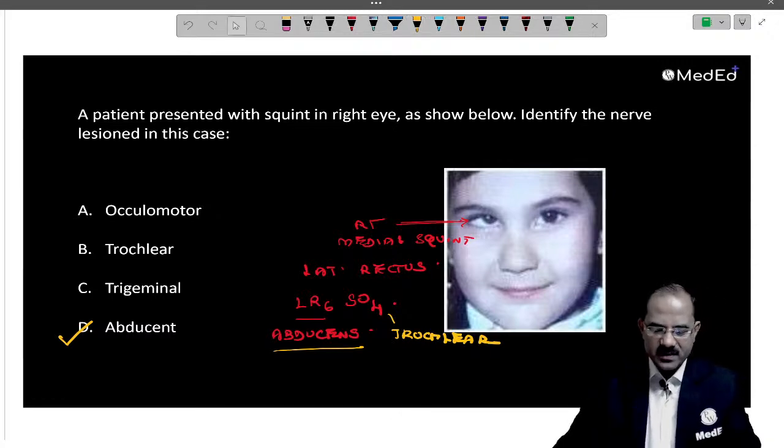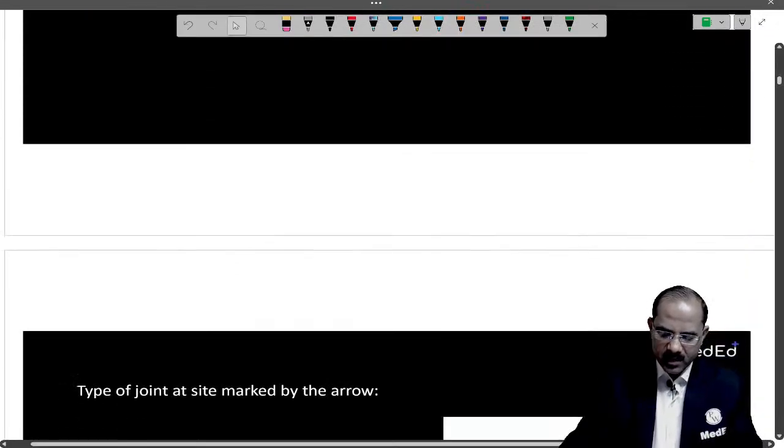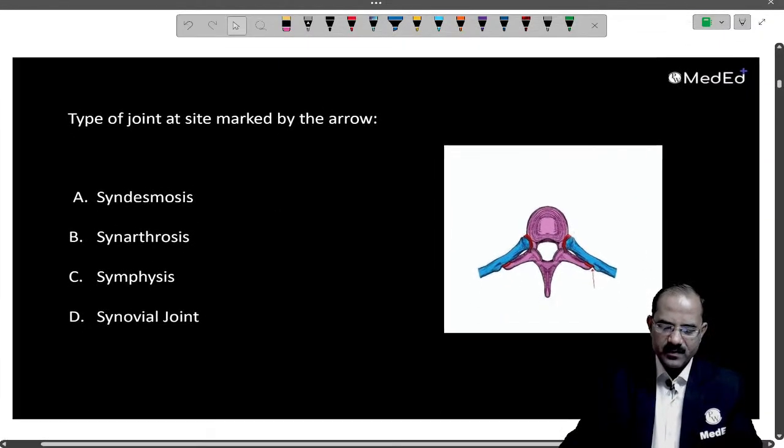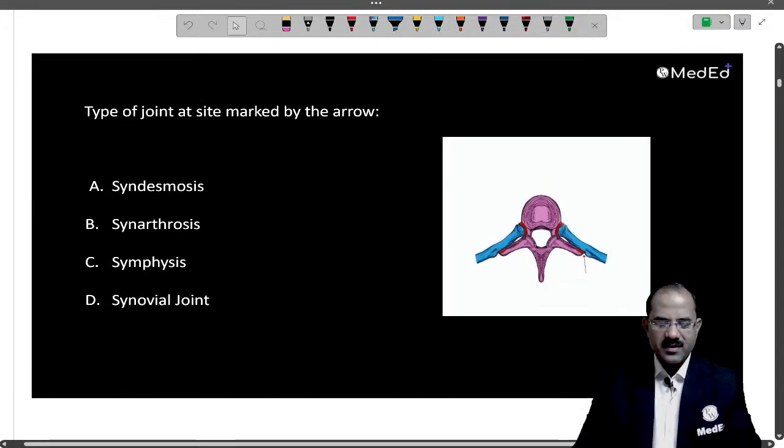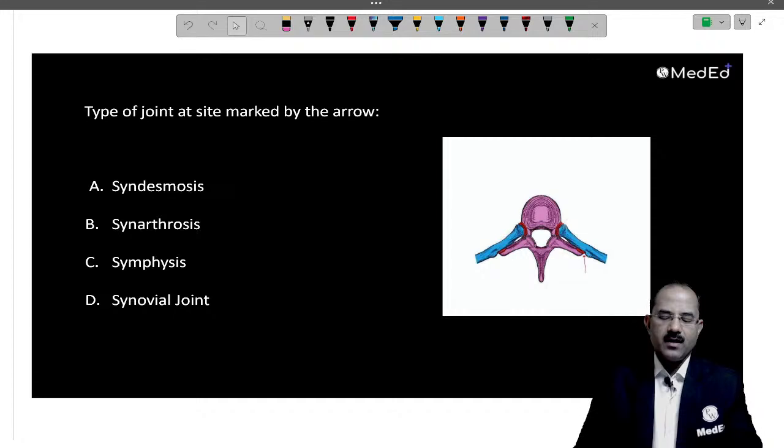Let us go to the next MCQ. Come on, bachcho. Can you answer this? The type of joint at the site marked by the arrow.